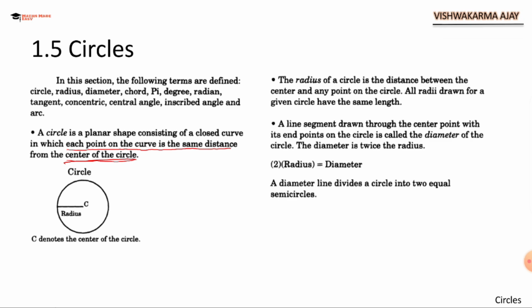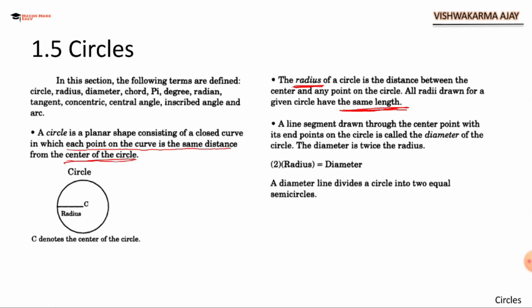The radius of the circle is the distance between center and any given point on the circle. All radii drawn from the given circle have same length. All the radius for a particular circle is going to be of same length.